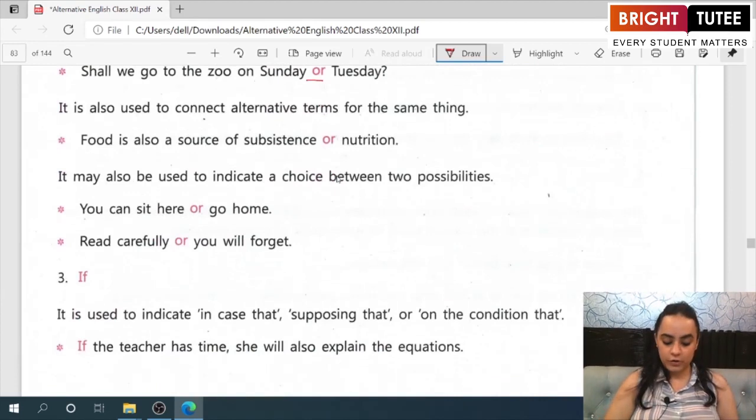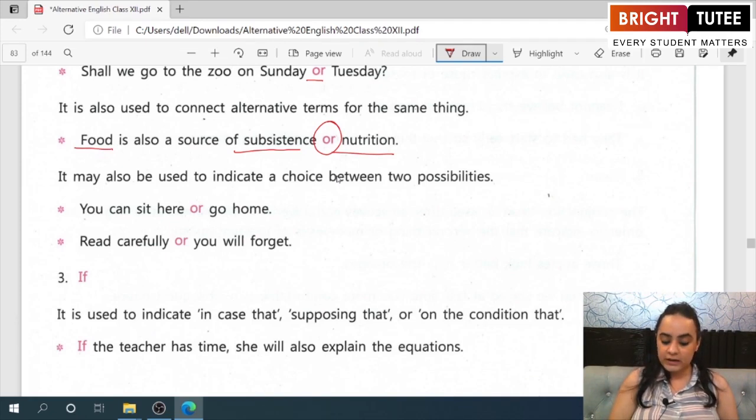It is also used to connect alternative terms for the same thing. For example, food is also a source of subsistence or nutrition. So we are talking about the same thing over here, that is food, which is a source of subsistence, that is survival, as well as nutrition.